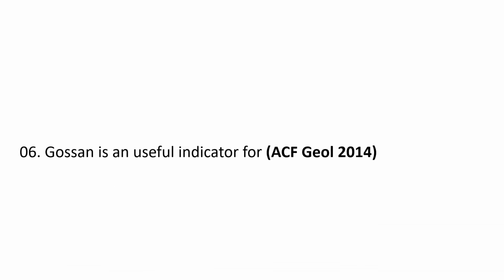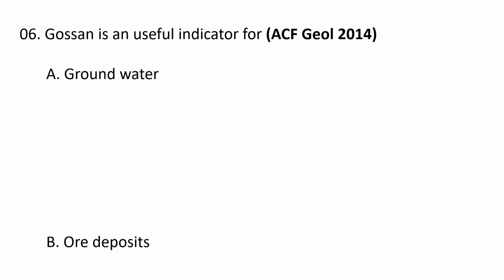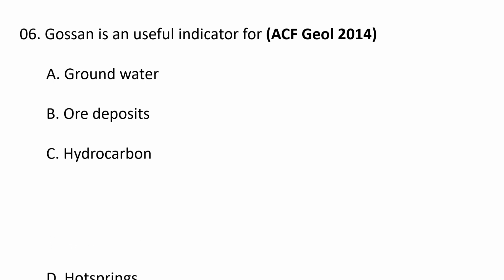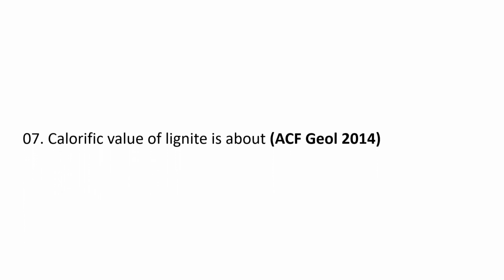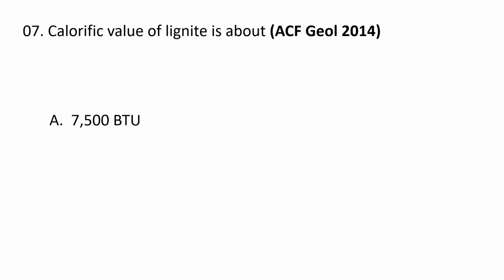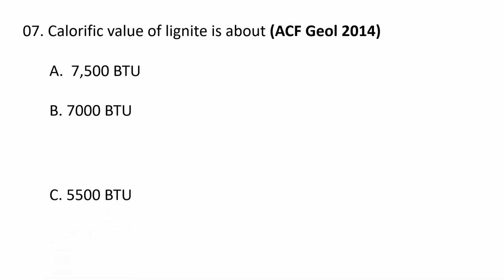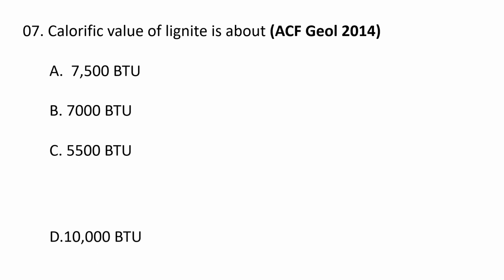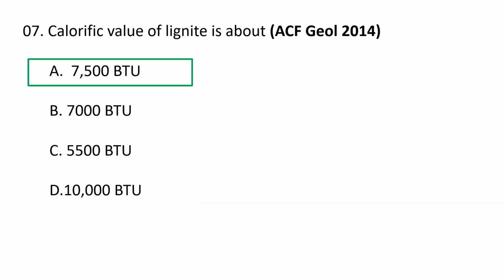Next question. Gossan is a useful indicator for. The choices are A, groundwater, B, ore deposits, C, hydrocarbons, and D, hot spring. Gossan is a very useful indicator of ore deposits. So B is the correct option. Next question. Calorific value of lignite is about. Lignite is also known as brown coal. The options are A, 7500 BTU, that is British thermal units, B, 7000 BTU, C, 5500 BTU, and D, 10,000 BTU. So the calorific value of lignite is about 7500 BTU, A is the correct option.